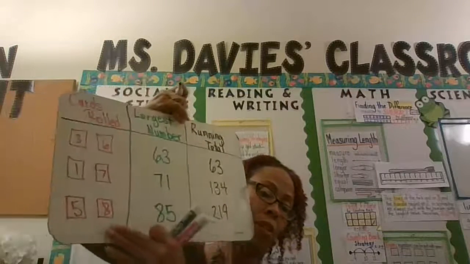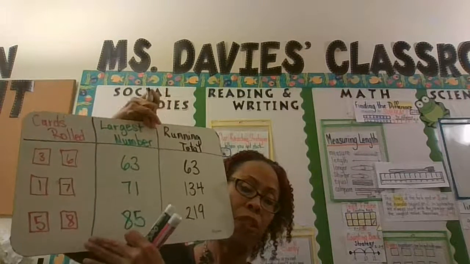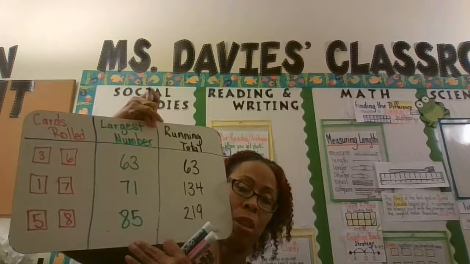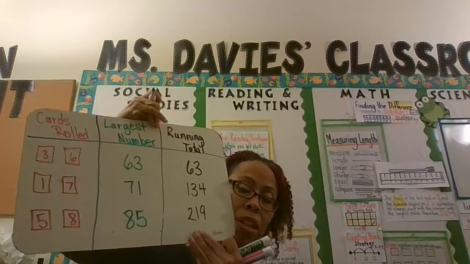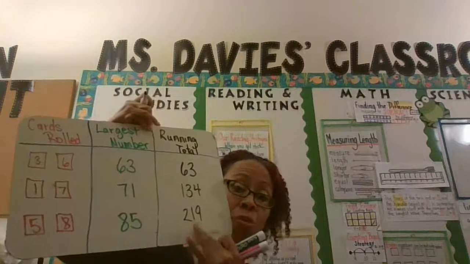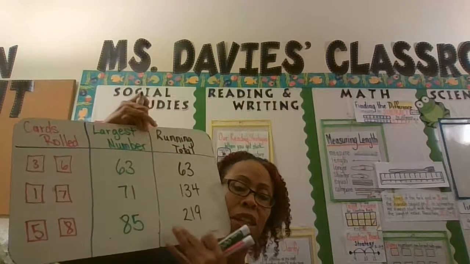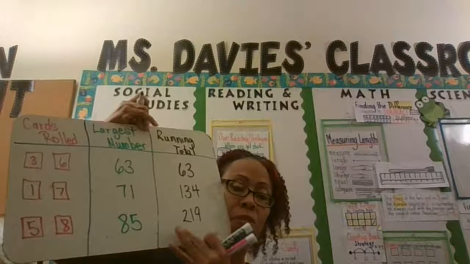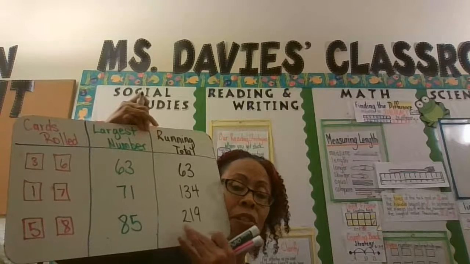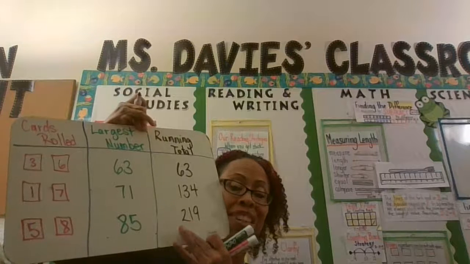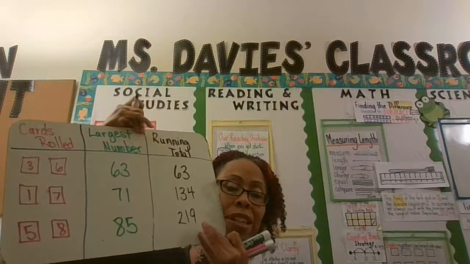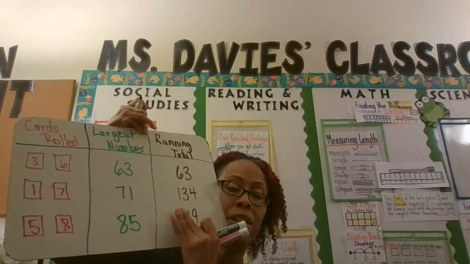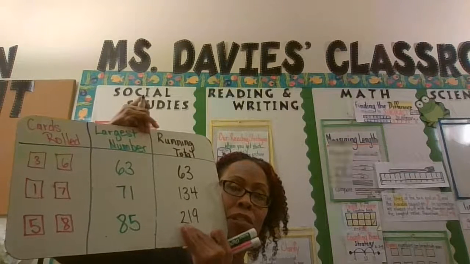So again, we pulled a 5 and an 8. The largest number that can be made with those two digits is 85. And now let's say this number correctly. 219. 2 is in the hundreds place. The value of the 2 in the hundreds place is 200. This is 219. You know, this number right here will be 19 by itself. We're adding 200.